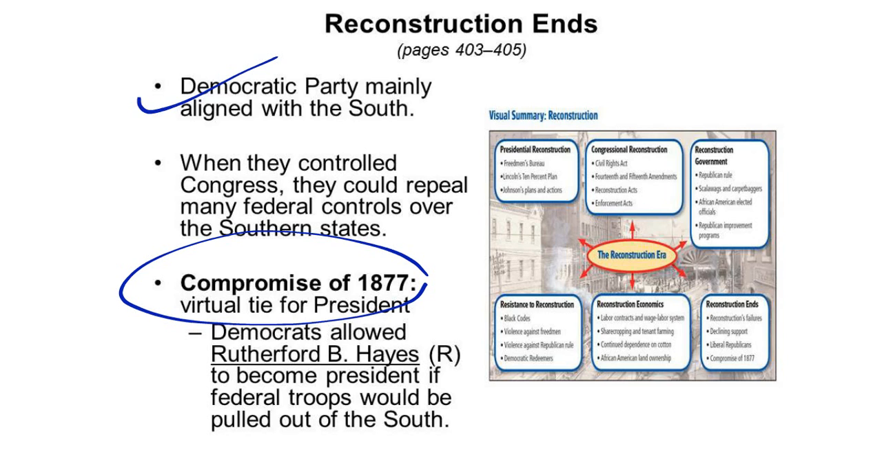During the election of 1876, there was a virtual tie for president, and so something called the Compromise of 1877 was constructed. Basically, it was an agreement between the Republicans and the Democrats that the Democrats would allow Rutherford B. Hayes, who was a Republican, to become president as long as the federal troops would be pulled out of the South. So basically, this was a compromise between the Democrats and the Republicans. And the thing that the Democrats wanted from the Republicans was they wanted them out of the South and out of Democratic control.